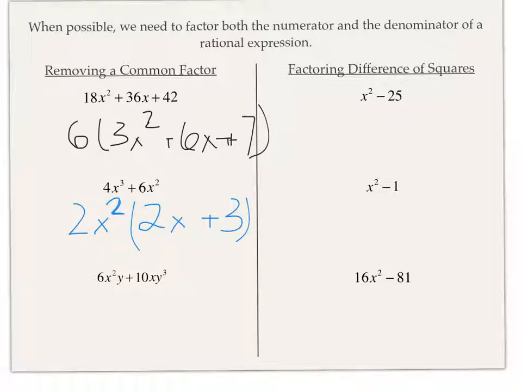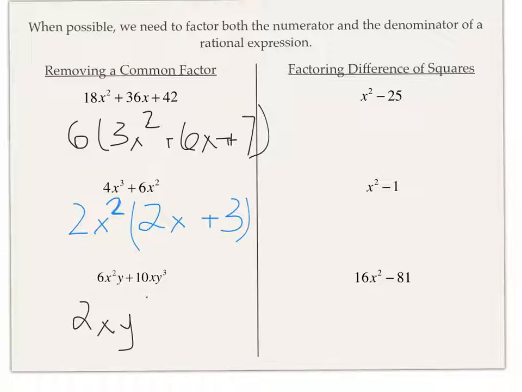Okay, now the bottom, 6 and 10, it's 2. X, and how many y's? 1. So you look at the x's and the y's separately. I'm sure some people were kind of confused by that. So I look at the x's, I have 2 in the first term, 1 in the second, so I can only take out 1. I have 1 y in the first one, 3 in the second, so I can only take out 1.